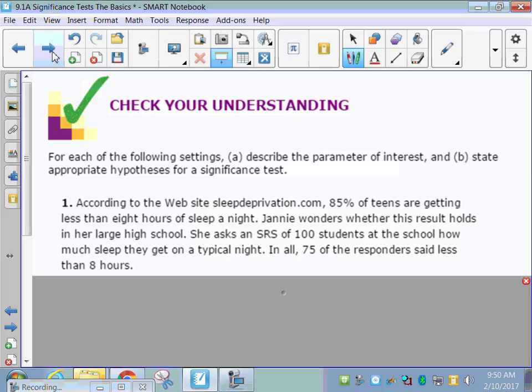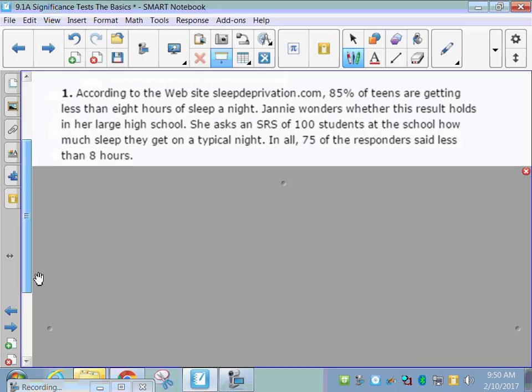Let's try a real problem. Describe the parameter of interest, so when we state what mu or p is, and for part B, state appropriate hypotheses for a significance test. So we want the null hypothesis and the alternate hypothesis, and that's it. According to the website sleepdeprivation.com, 85% of teens are getting less than 8 hours of sleep a night. Janny wonders whether this result holds in her large high school. She asks a simple random sample of 100 students at the school how much sleep they get on a typical night. In all, 75 of the responders said less than 8 hours.